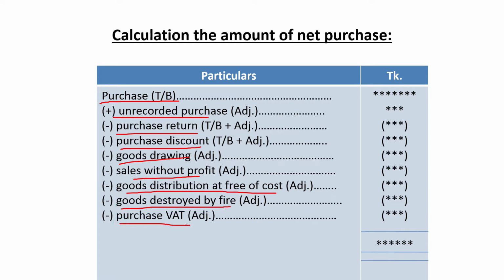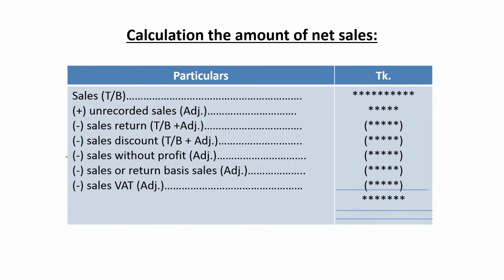Okay, dear students, in the same way we can calculate the amount of net sales. At first, sales from trial balance, plus unrecorded sales, minus sales return, minus sales discount, minus sales without profit, minus sales on sale or return basis, minus sales VAT.